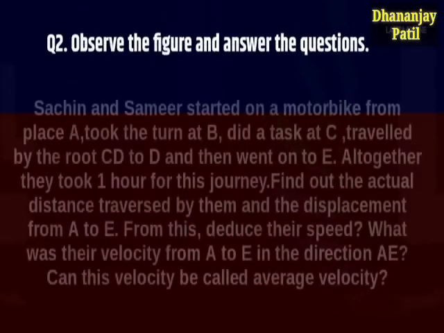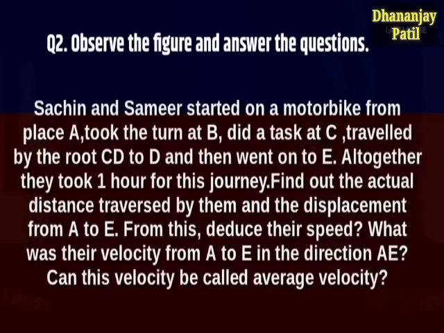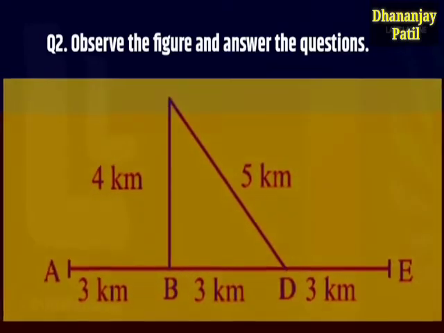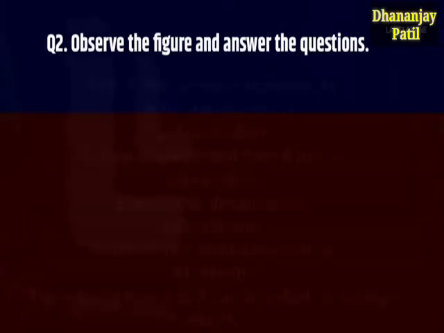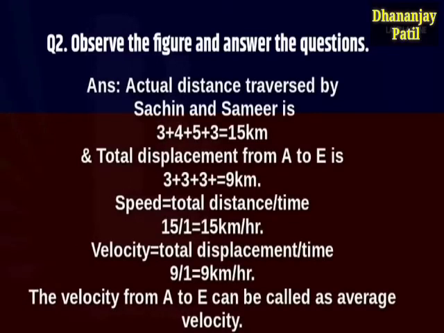Then the second question: observe the figure and answer the questions. Sachin and Samir. You can write the question because it is very large, so I just gave the direct answer. The actual distance traveled by Sachin and Samir is 3 plus 4 plus 5 plus 3, which is equal to 15 kilometer, and the total displacement is 3 plus 3 plus 3, that is 9 kilometer.